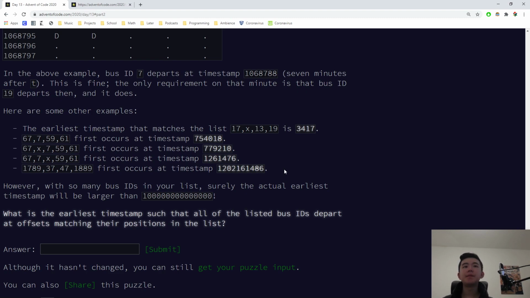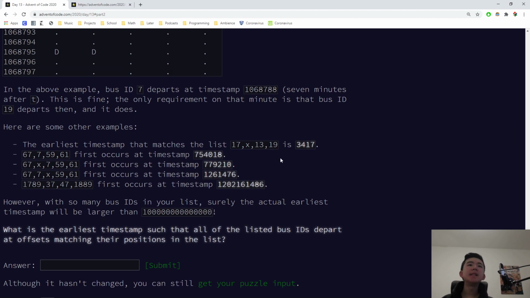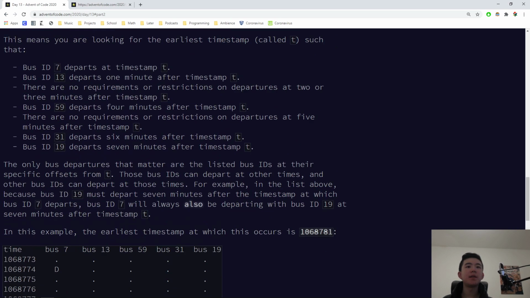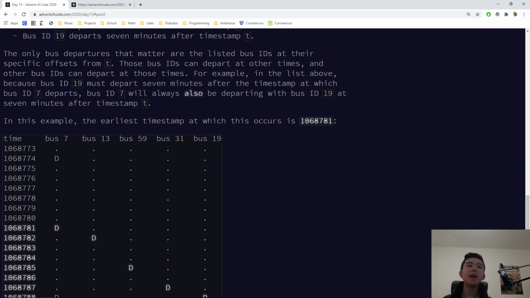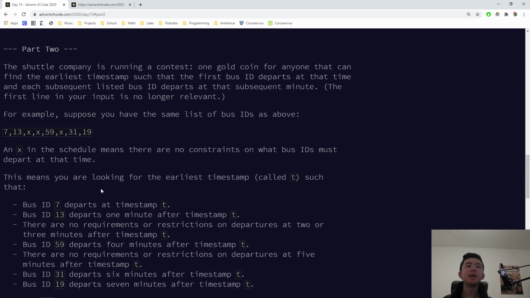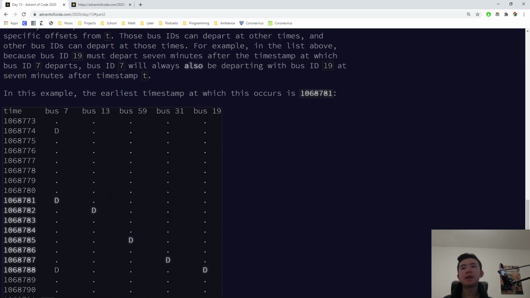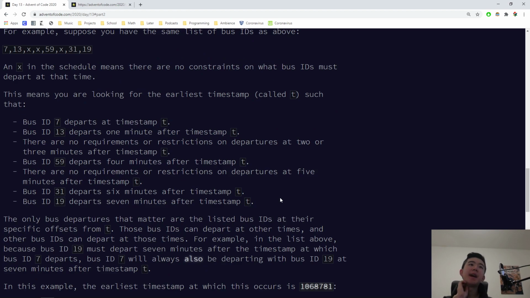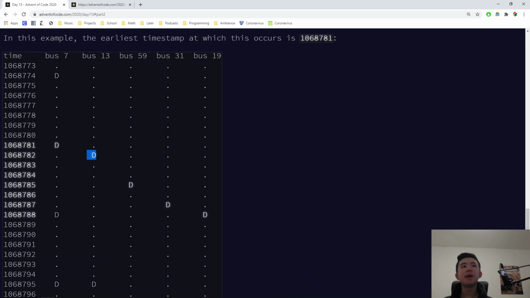So what is the earliest timestamp such that all the listed bus IDs depart at offsets matching their positions in the list? When they say minutes here, I'm assuming that they mean timestamps, right? I think so, because I think timestamps map to minutes, which is something they could have made more clear, because they didn't specify, and timestamps could mean hours, you know. So I think it's minutes. I think one timestamp means 1 minute has passed. Okay, let's just solve the problem.